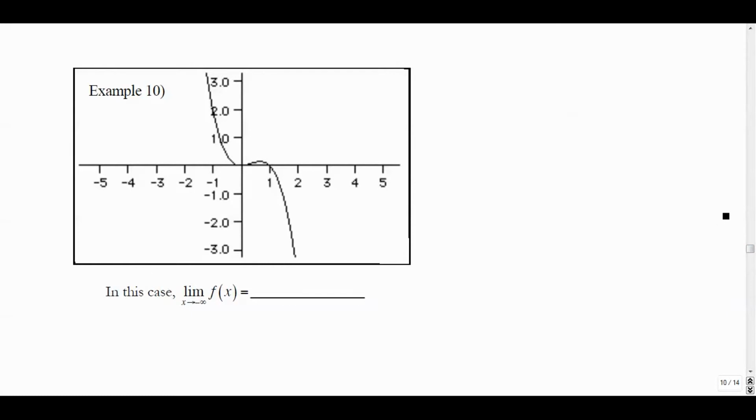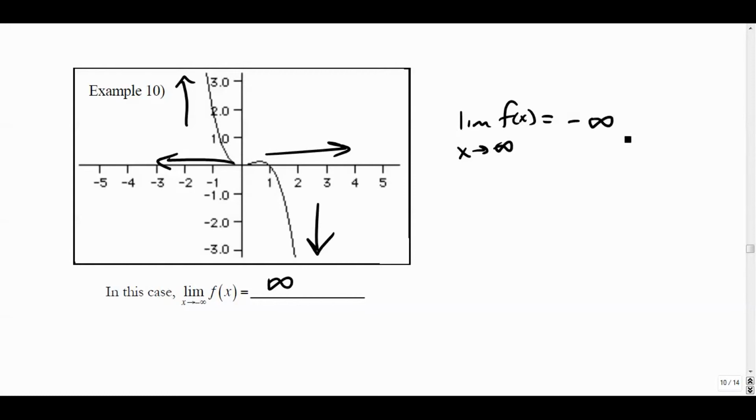Number 10. The limit of the function as x approaches negative infinity. So as the x values get smaller and smaller, the y values get bigger and bigger. The limit of the function as x approaches positive infinity. So as the x values get bigger and bigger, the y values are going to get smaller and smaller.